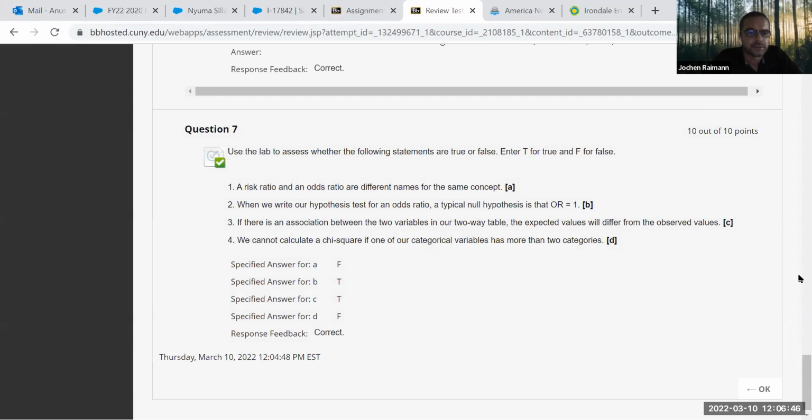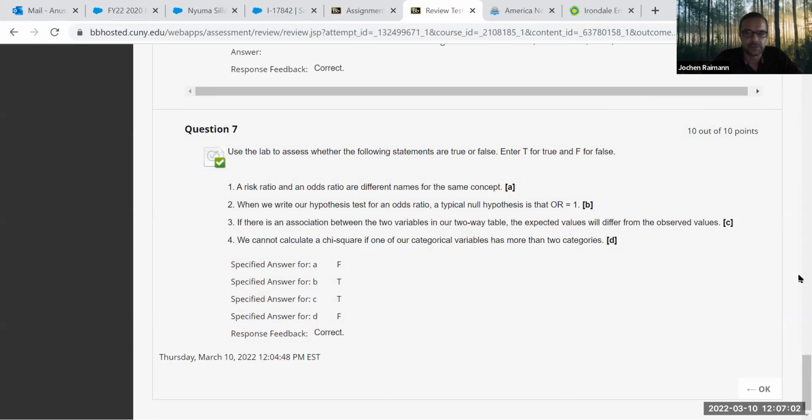So Anasaya has the question here in question 7. Use the lab to assess whether the following statements are true or false. A risk ratio and an odds ratio are different names for the same concept. So this is obviously false, right?